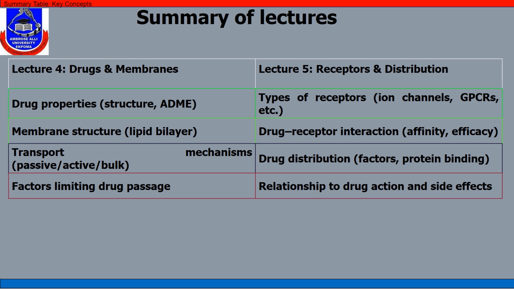In lecture 5, which is receptors and their distribution, we defined receptors, receptor types, drug-receptor interaction, where we mention affinity and efficacy, then drug distribution, factors affecting drug distribution vis-a-vis protein binding and what have you. Then we mention relationship to drug action and side effects.